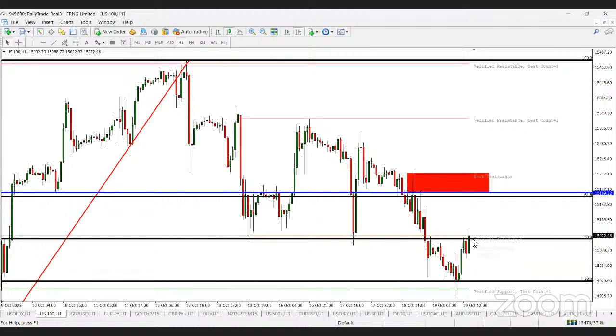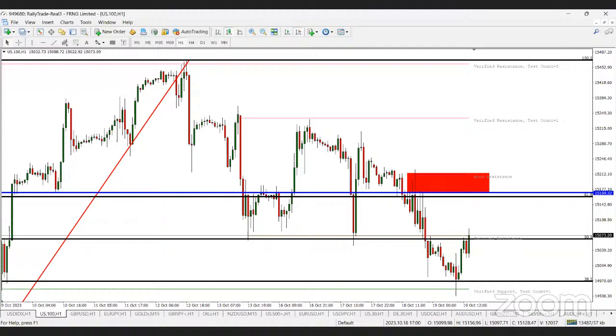Now, remember I told you that when you're trading, wait for the candle to close. For instance, this is what I'm talking about. It does not mean that this market cannot break above this place, but you need to wait for the candle to close to decide whether price has broken your Fibonacci level or not.